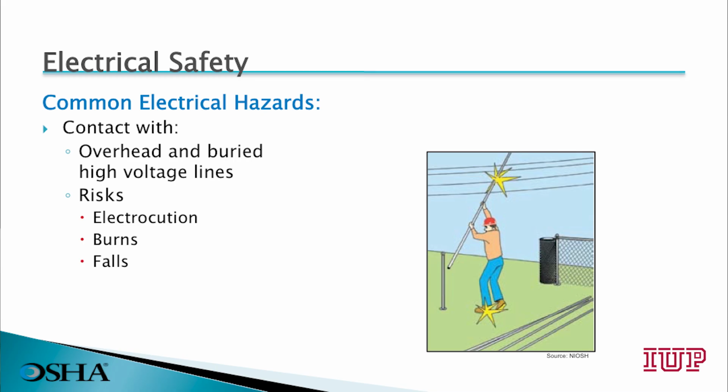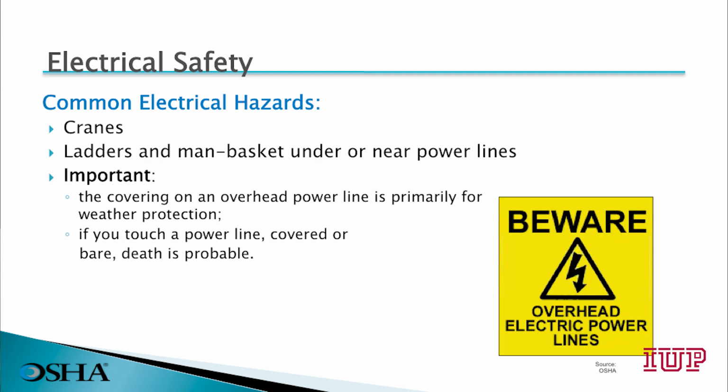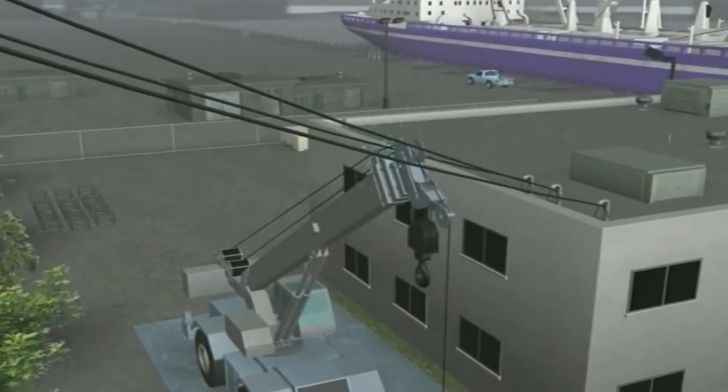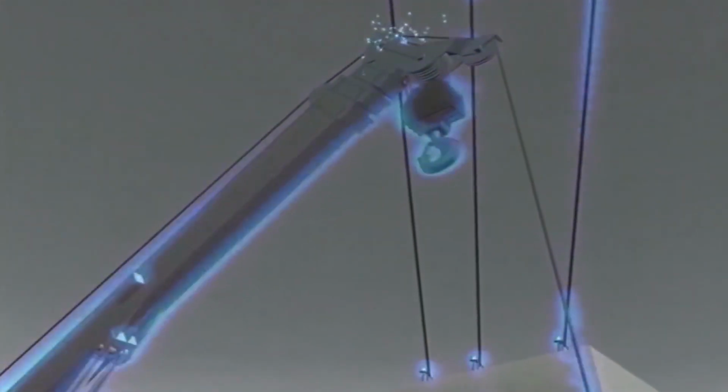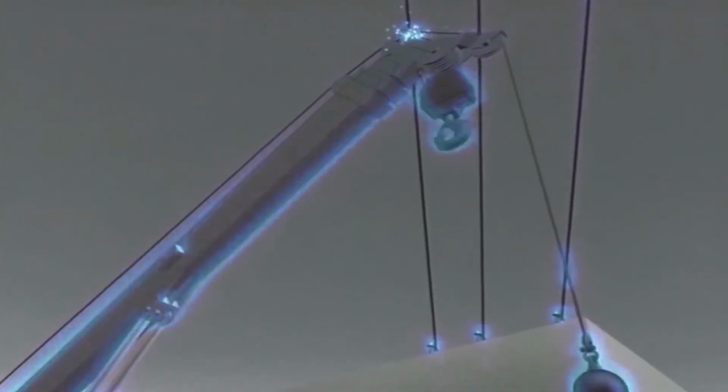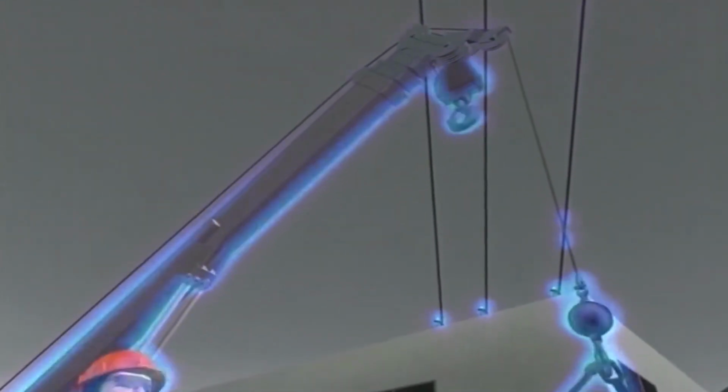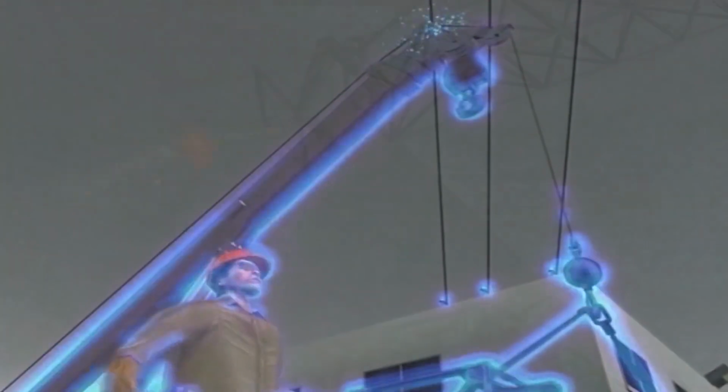Common hazards in the workplace include contact with overhead or buried high voltage lines. And the risk of coming in contact with these lines is electrocution, burns, and falls. Other electrical hazards include crane operations on the job site, handling ladders, moving ladders, or positioning ladders on the work site, and operating aerial lifts near power lines. It is important to remember that we need the utility to cover overhead power lines to ensure that they are protected. And if you come in contact with a power line, death is probable.